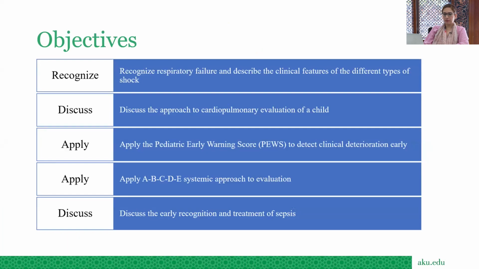So the objectives of my presentation would include recognizing respiratory failure and describing the clinical features of the different types of shock. Discuss the approach to cardiopulmonary evaluation of a child. Apply the PEWS, that is Pediatric Early Warning Score, to detect clinical deterioration early. Apply the ABCDE systemic approach to evaluation and discuss the early recognition and treatment of sepsis.